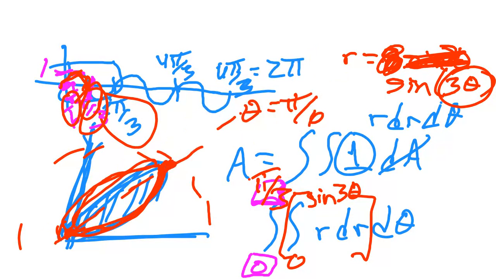That's the biggest question: what do we put in for the limits of integration there? But that's why you stop at pi over 3, because that gives you one complete leaf.